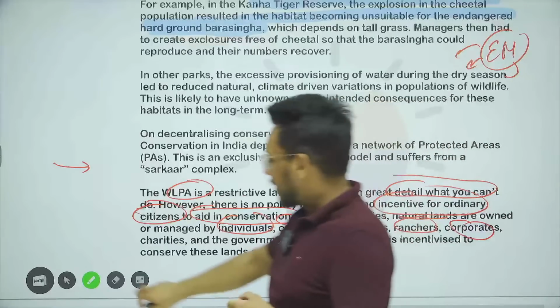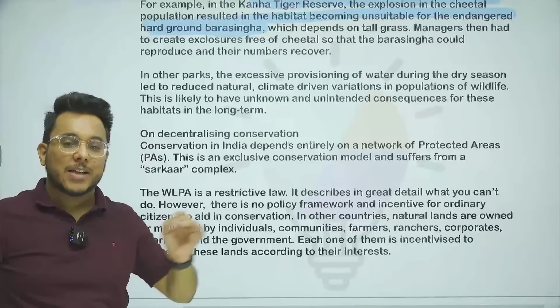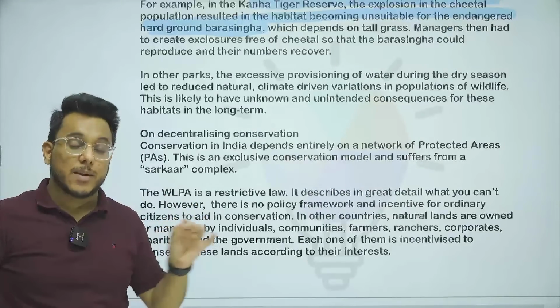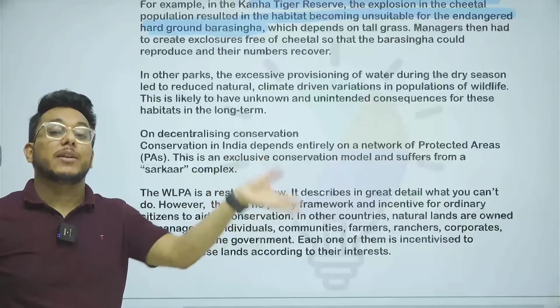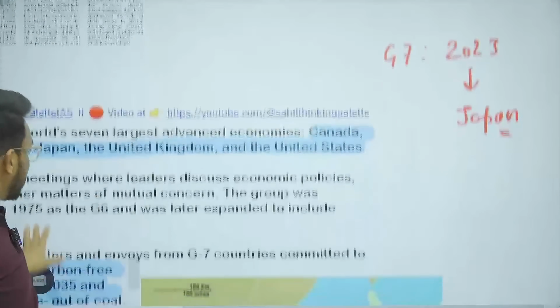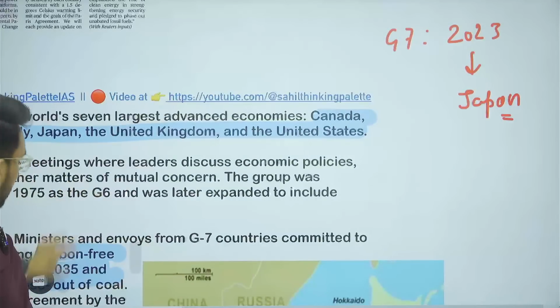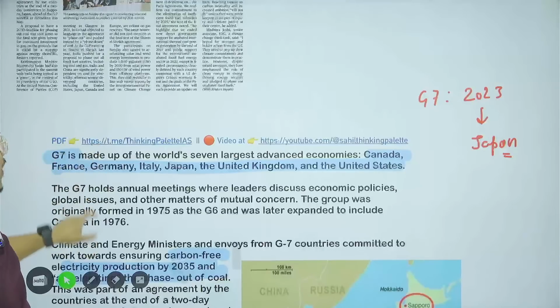Now guys, understand this particular thing. There can be an entire question in GS3 on what the problems associated with the conservation of tigers have been and why it has not been able to achieve what it could have. So this is a ready-made answer, ready-made points that you need to write. Now further moving on to the next article.